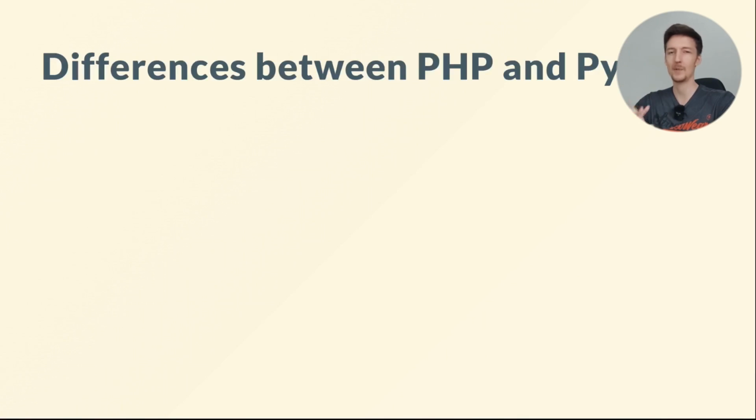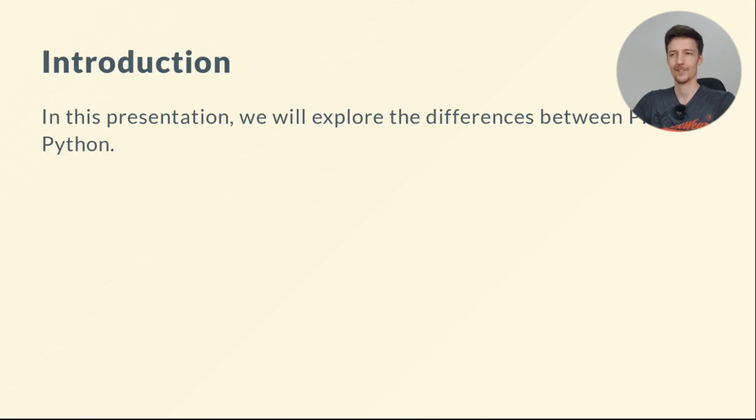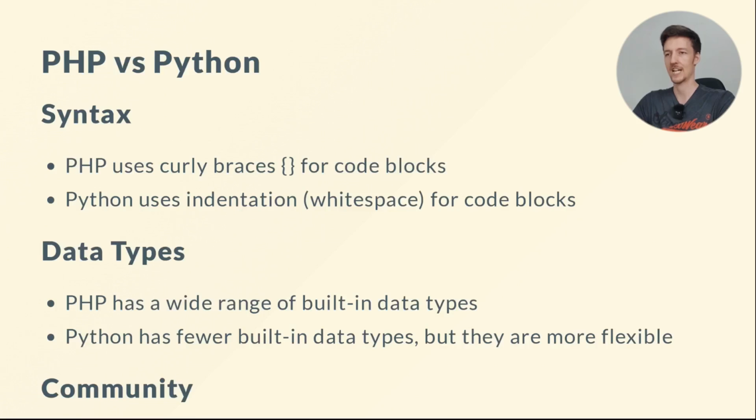So differences between PHP and Python. Introduction. In this presentation, we will explore the differences between PHP and Python. PHP versus Python. Syntax. PHP uses curly braces for code blocks. Python uses indentation, whitespace, for code blocks. Data types. PHP has a wide range of built-in data types. Python has fewer built-in data types, but they are more flexible. Community. Okay, so I think it added something down here, but it doesn't fit on the screen.